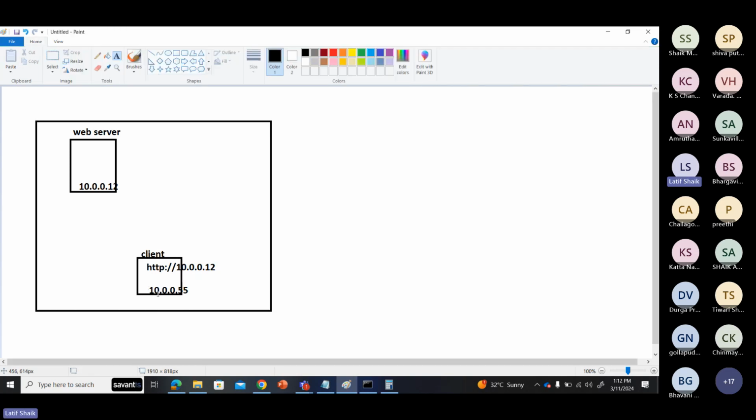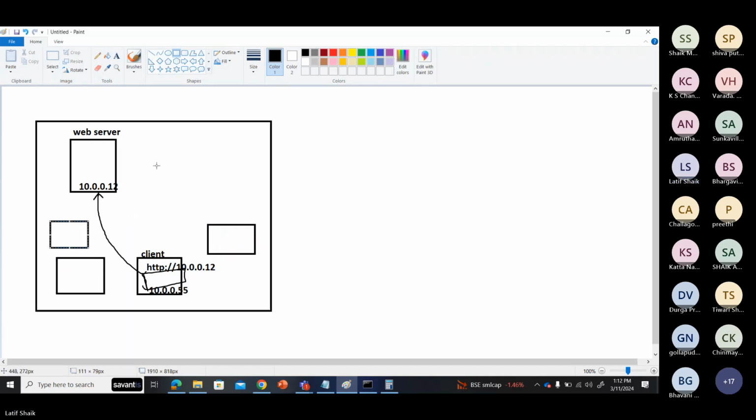So this is my IP address and this is my web server IP address. Both are in the same logical network, so I can open the web page from here. I send a request and I can access it. Not only me, anyone in the same private network can access it. Okay, simple.